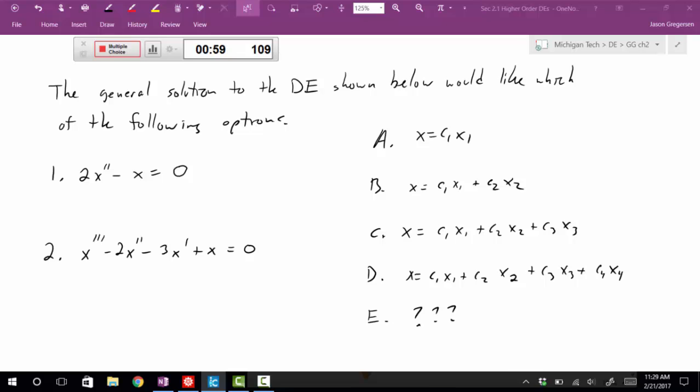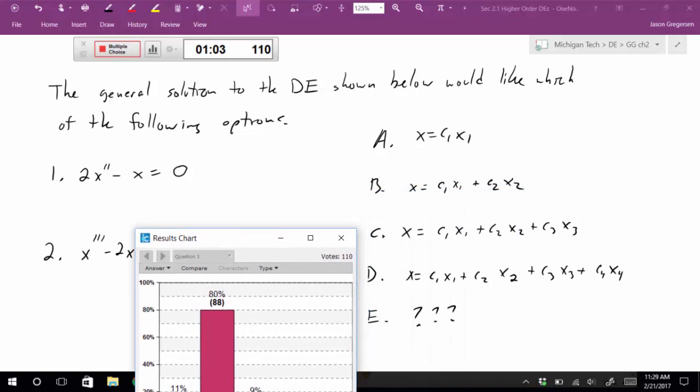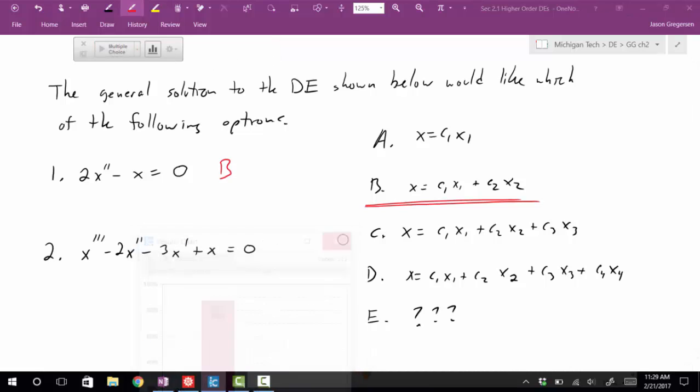All right, let's see what we got. Mostly B, a little bit of A and C though. The idea is I see a second order differential equation here, second order, which means my solution form is going to look like B. It's going to be a linear combination of two basis vectors. And number 2. What is the solution to number 2 going to look like?